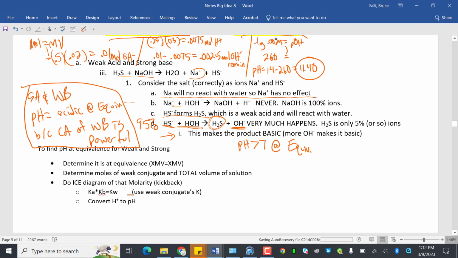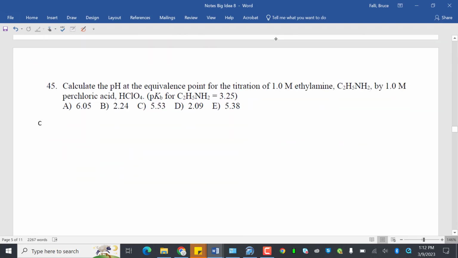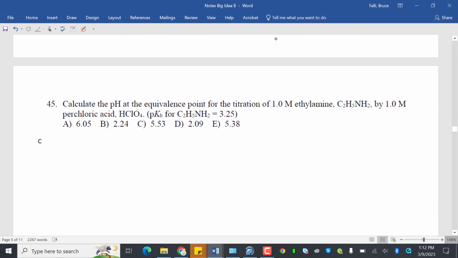Okay, so determine if it's at equivalence. Determine the moles of weak conjugate and total volume of solution. Do ICE diagram of that molarity kickback. Ka times Kb equals Kw. Convert H positive to pH. So, woof, doggies, let's do it. Okay, that was very quick, but you'll see it.